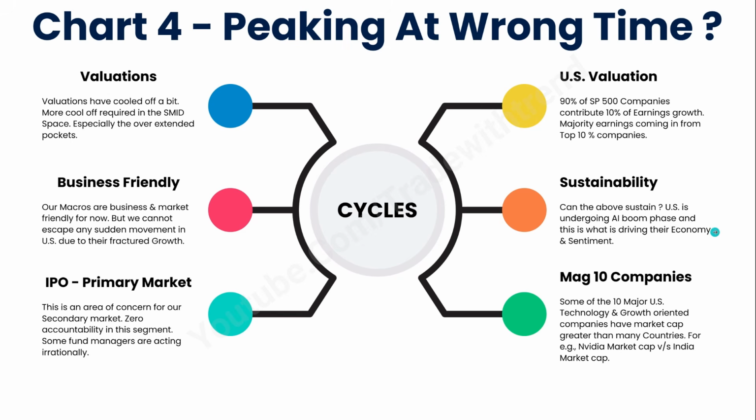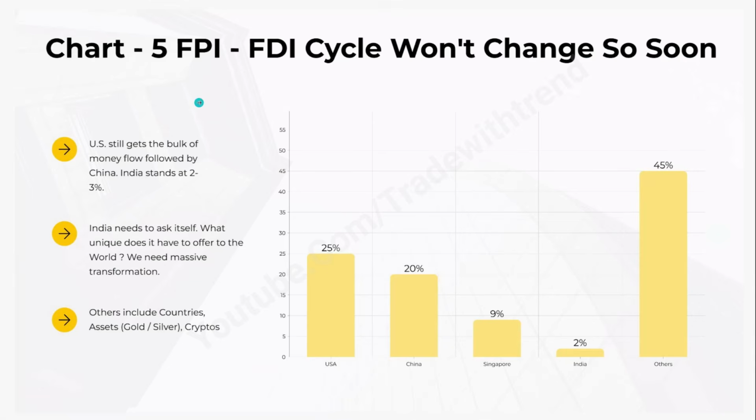The next chart I'll show you is the FPI FDI cycle. With respect to India, it is not going to change so soon. I won't talk much about FDI because FDI is a different kind of money that comes in. For example, RBL Bank got some money or Federal Bank got some money. That is a different type of money. It's a real long-term kind of money. I'll mostly focus on FPI.